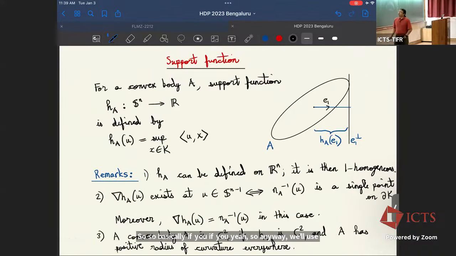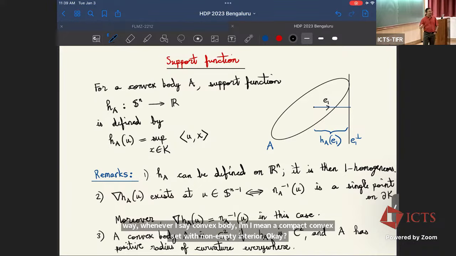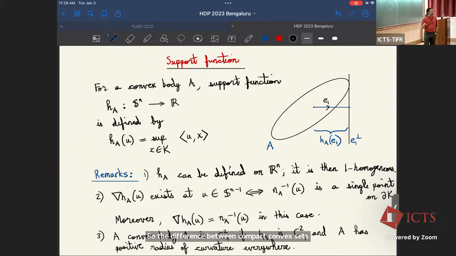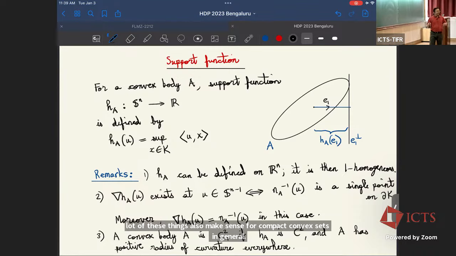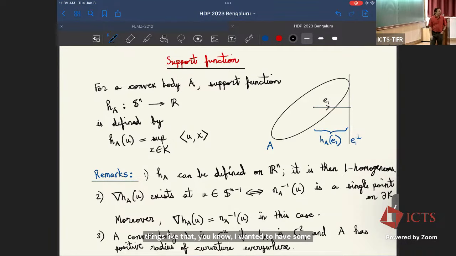Also, we can talk about the support function. For a convex body A, the support function h sub A is a function defined on the sphere with values in the real numbers. By the way, whenever I say convex body, I mean a compact convex set with non-empty interior. The difference between compact convex sets and convex bodies is that for convex bodies I typically want non-empty interior. A lot of these things also make sense for compact convex sets in general, but if I want to talk about volumes, I want some volume for the situation to be nice, so I want non-empty interior.